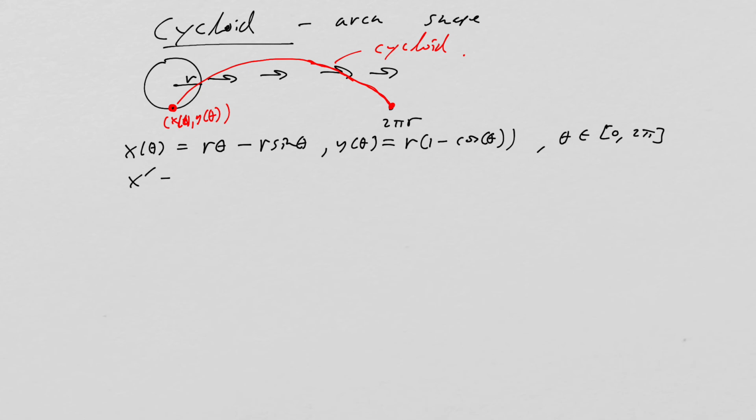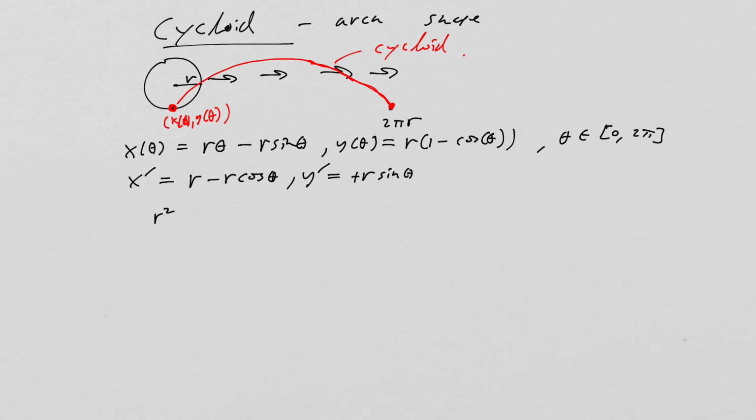Now x prime, we're taking the derivative with respect to theta, is r minus r cosine theta. And y prime, of course, is going to be negative r sine theta, but we're going to take the positive because the derivative of cosine is negative sine. Okay, good. And now, of course, all we have to do is square these.